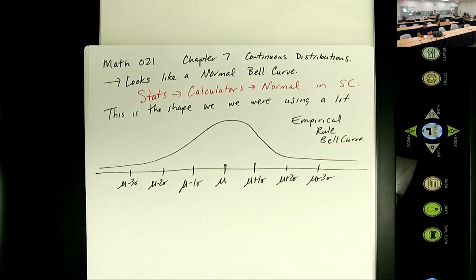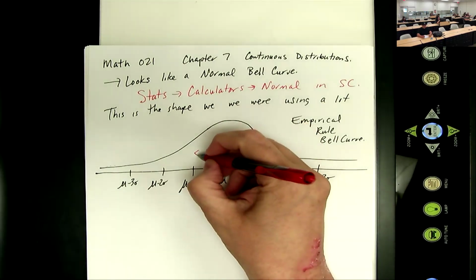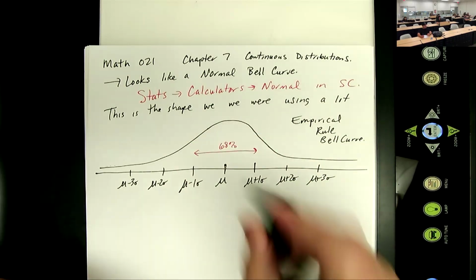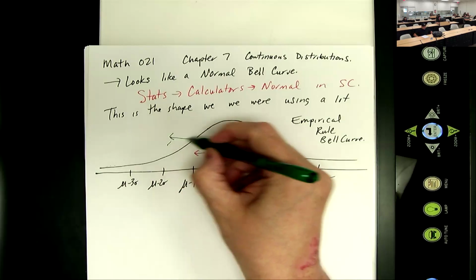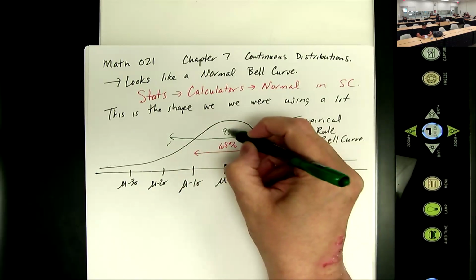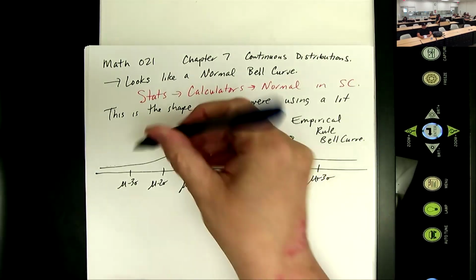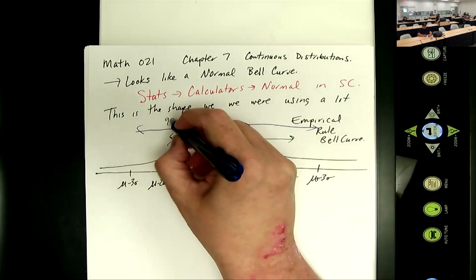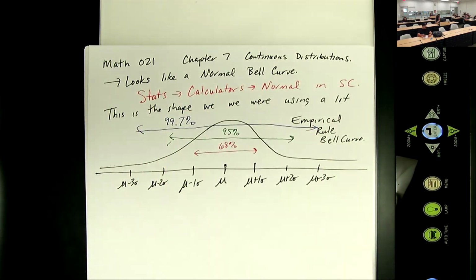And previously we were doing 68% between these two, 95% between 2 deviations, and 99.7 between 3 deviations. That's for the empirical rule model. These were not accurate. They're close. They're really close. They were done for easy calculation. We're gonna actually do the real model and take a look at how it works.